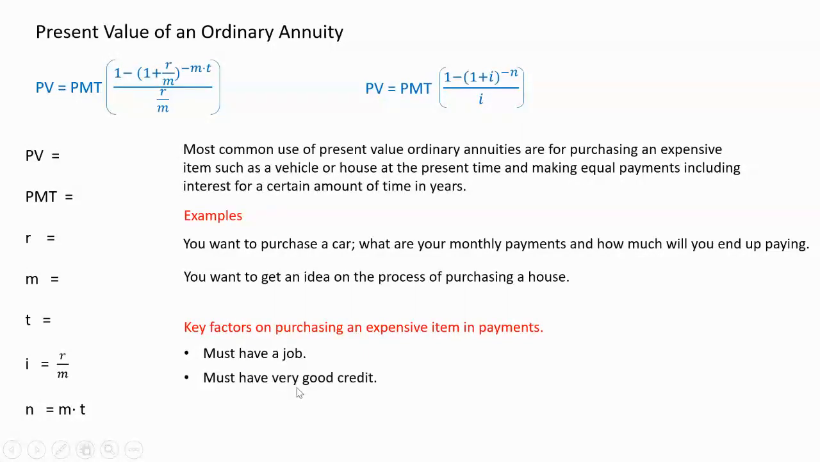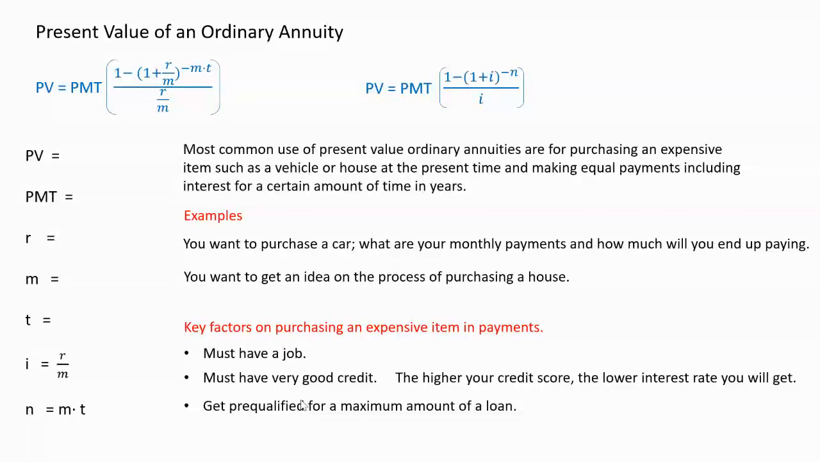So you must have a job. Must have very good credit. If you have bad credit and you actually get approved, your payments are going to be higher because they're going to charge you more interest. So you must have very good credit. The higher your credit score, the lower interest rate you will get.